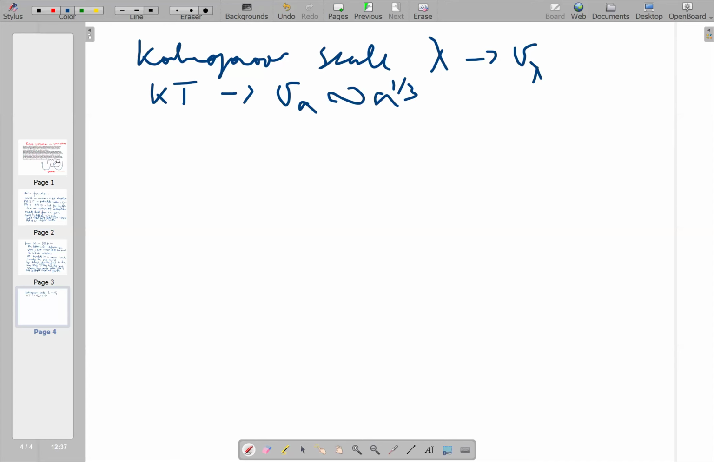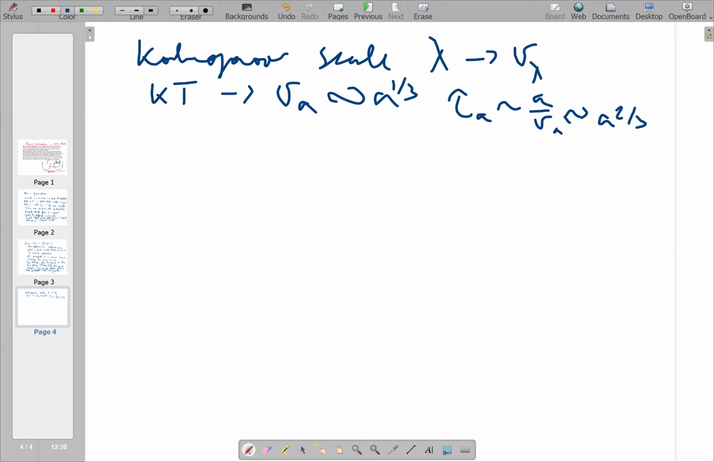Now, the time scale tau associated with scale A is estimated as scale divided by velocity at that scale. And then that will be scale to the power of, did I write it correctly? This is proportional to A to the power of 2/3. Am I right? If I divide by A to the power of 1/3, 2/3 remain, right? And now that is the time scale.